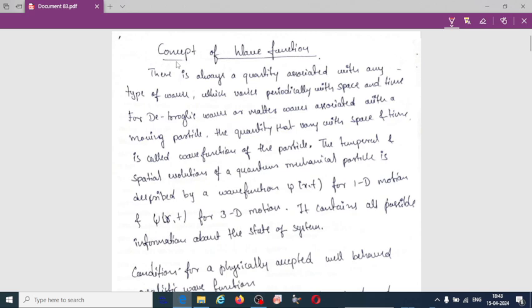The concept of wave function. So, one of the important topics from quantum mechanics. Everything begins with the concept of wave function.